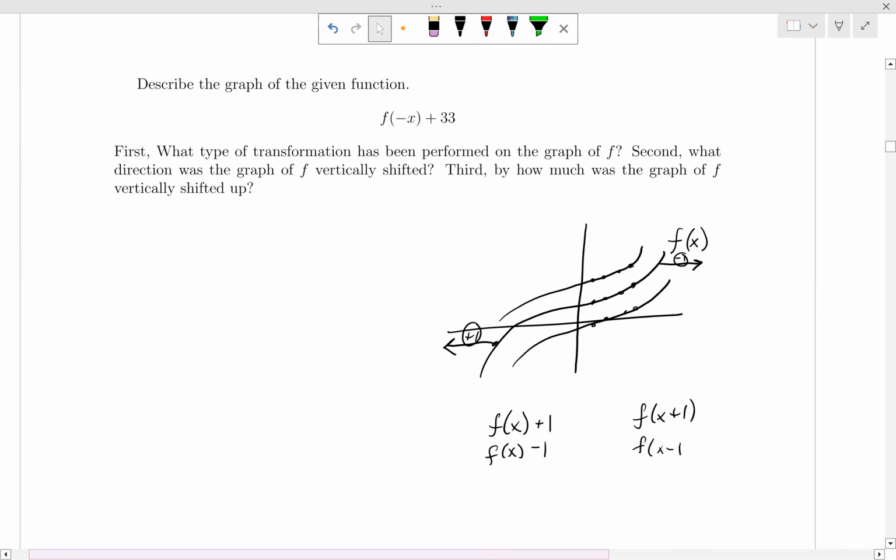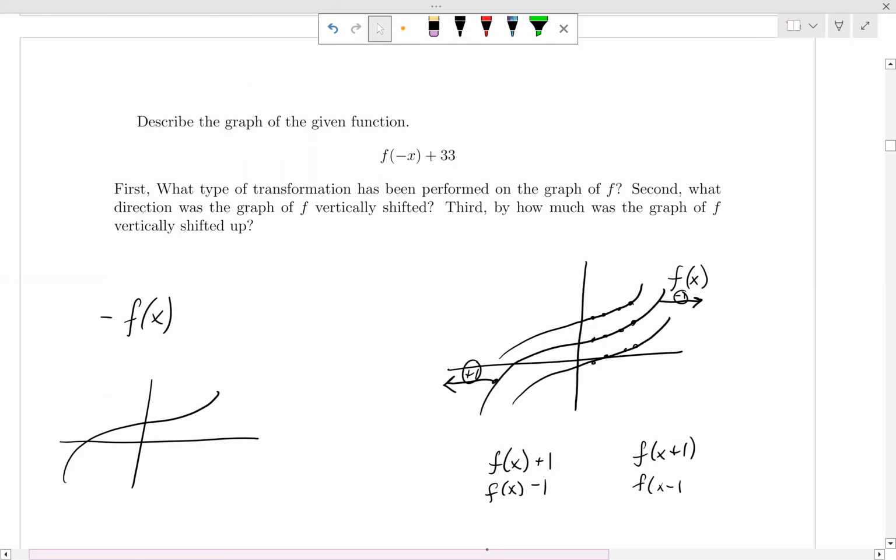But if we had negative f of x, this takes our function, let's say our function looks something like this. Sorry, I'm trying to change colors. If this was our function f of x, negative f of x takes it and flips it about the x-axis. So it looks something like this. This would be negative f of x.